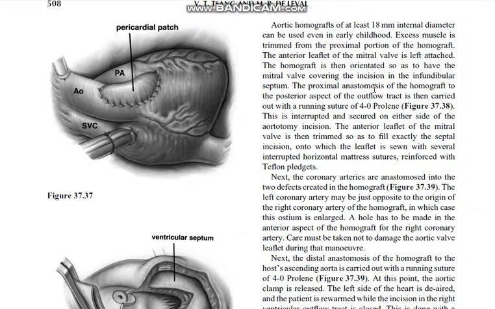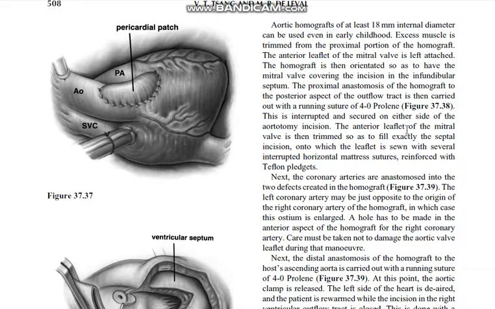The proximal anastomosis of the homograft to the posterior aspect of the outflow tract is then carried out with a running suture of 4-0 Prolene. Figure 38, we have seen it. This is interrupted and secured on either side of the aortotomy incision.